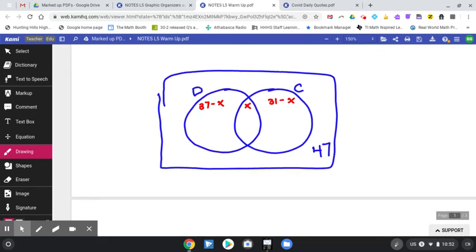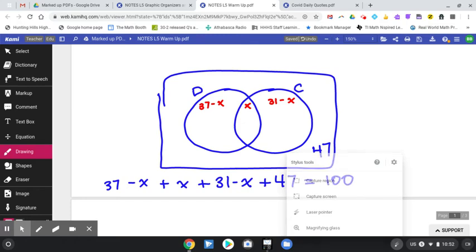So here's what my equation is going to look like. I'm going to say this plus this plus this plus this equals 100. So 37 subtract x plus 31 subtract x plus 47 equals 100. So first thing I'm going to do is clean up this equation.